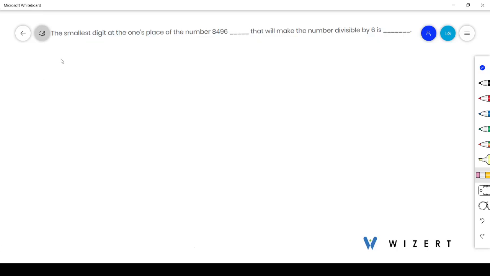Our question is: the smallest digit at the ones place of the number, and we have been given one number, that will make the number divisible by 6 is?